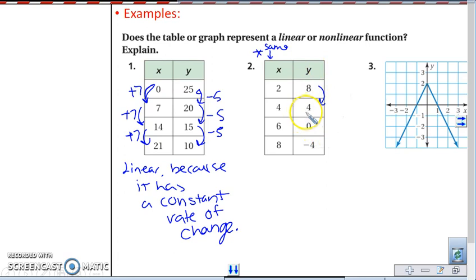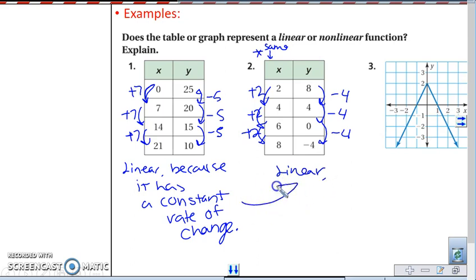Remember, if you graph it and it doesn't make a line, you know it's not a function if you're struggling with the tables. So this goes down by 4, down by 4, down by 4. Up by 2, up by 2, up by 2. So linear because it has a constant rate of change.